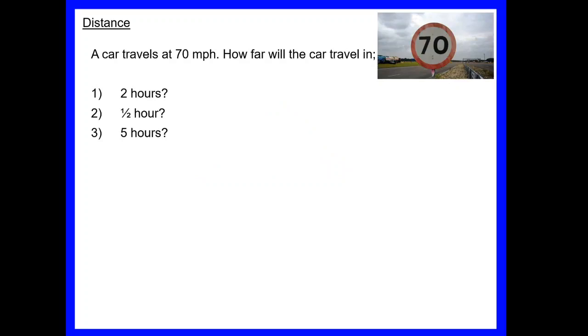Okay then, so just to check a bit of understanding, we should be quite familiar with distance. If we've got a car that travels at 70 miles per hour, that means it's going to do 70 miles for every hour of time that passes. How far will it travel in 2 hours, half an hour and 5 hours? So just pause the video and give yourself sort of 30 seconds to have a go at answering those questions.